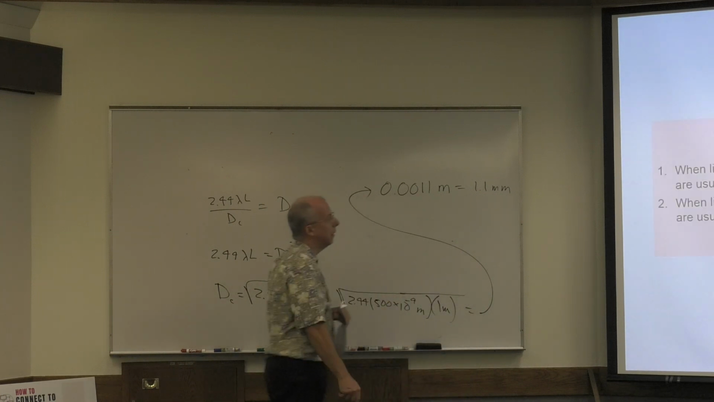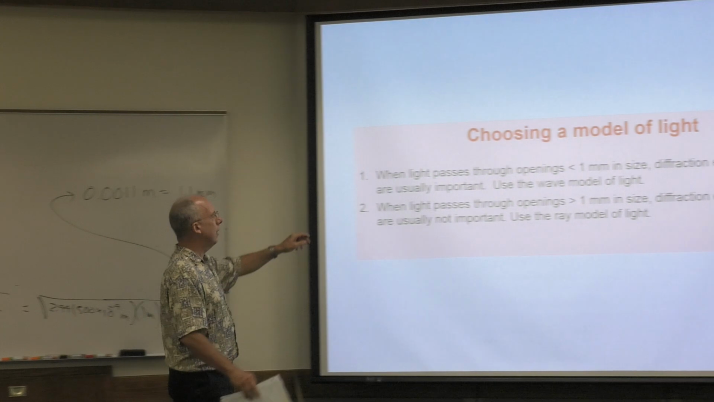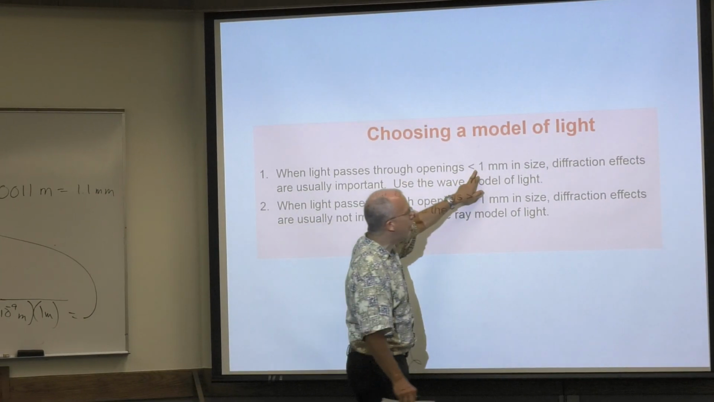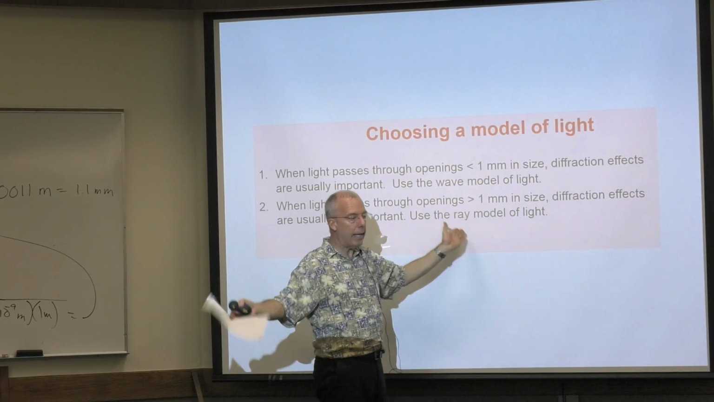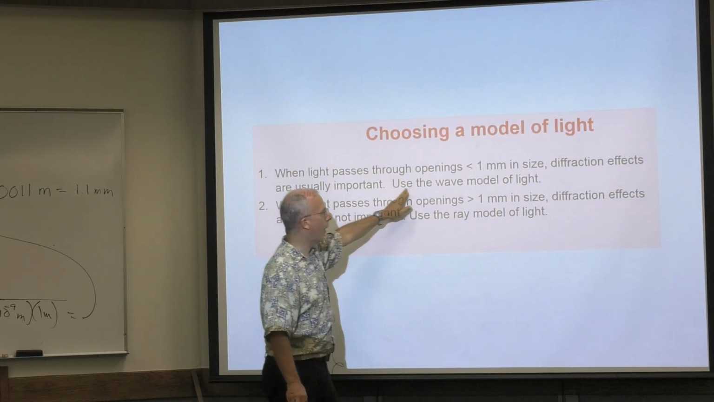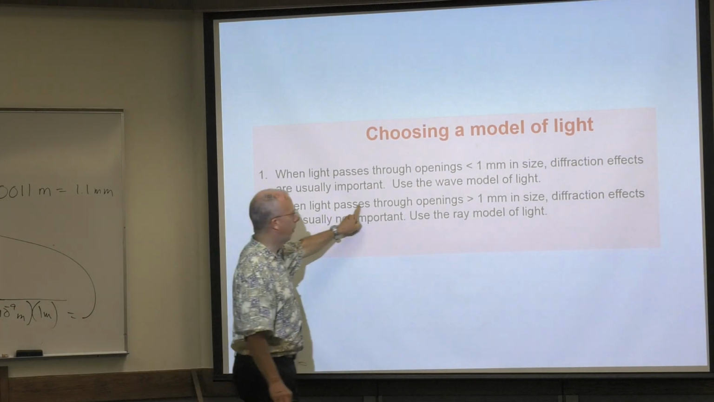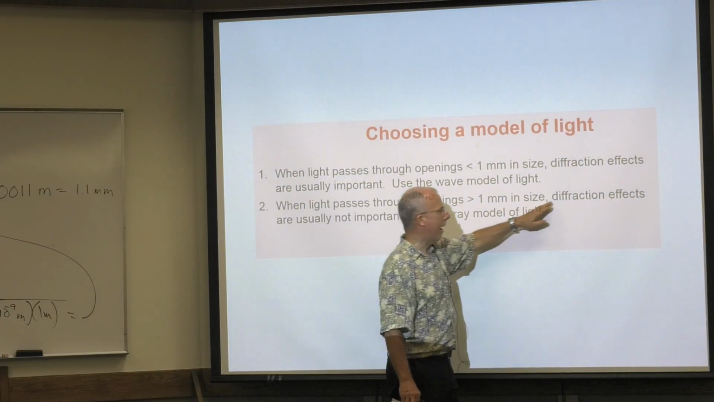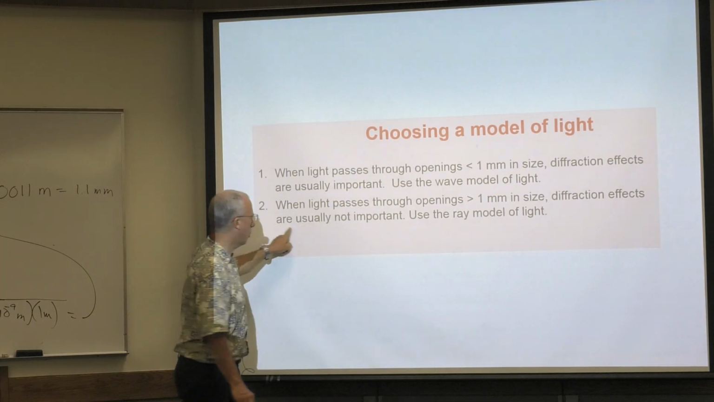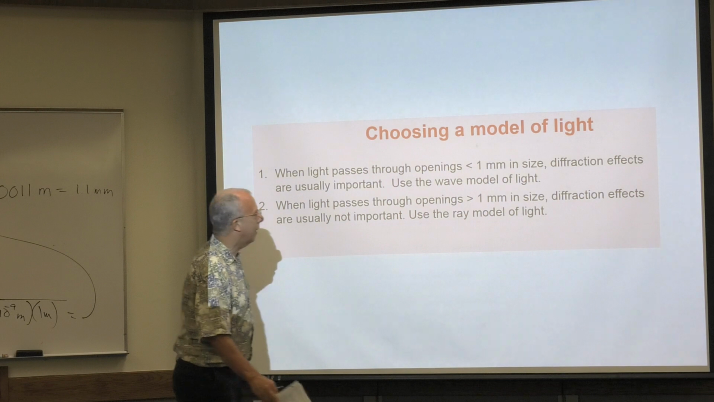Okay, so what does that say? That says, choosing a model of light: when light passes through openings less than a millimeter, it's going to bend, right? So diffraction effects are important. Use the wave model of light. On the other hand, when light passes through openings greater than a millimeter, diffraction effects are usually not important, so use the ray model. There you go. That's really all there is to it.